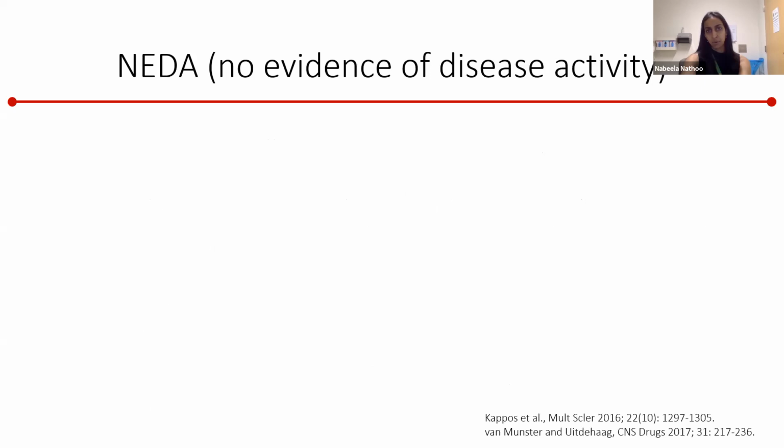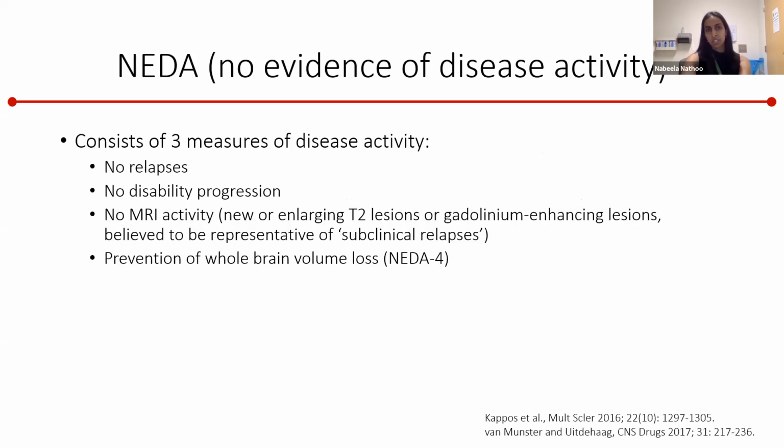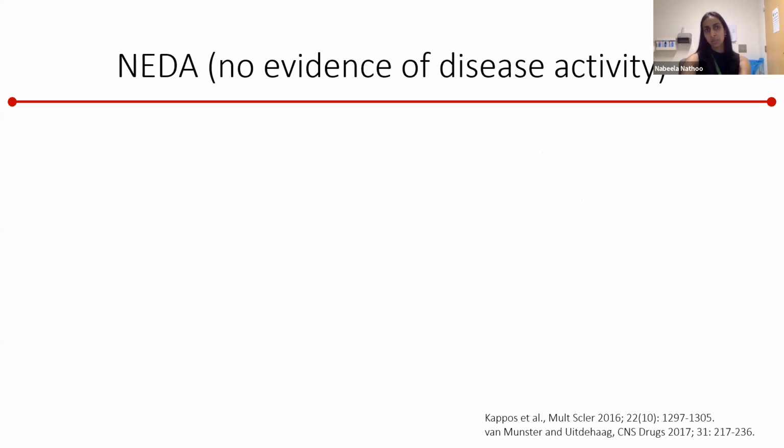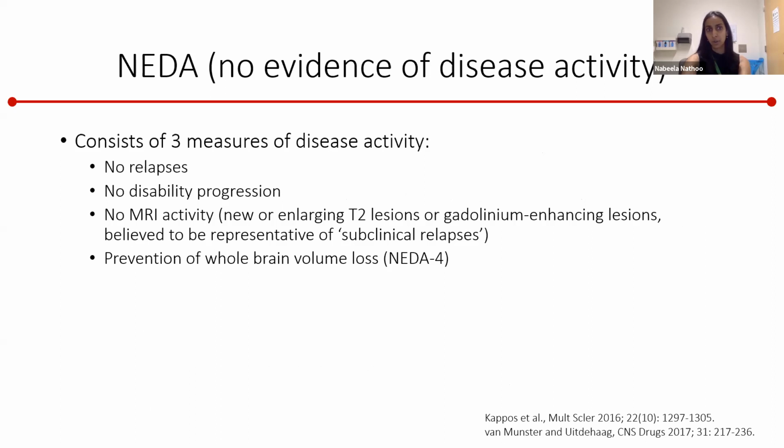However, that being said, MRI is very good for looking at subclinical disease activity. And so there's this concept where people are treating quite aggressively. It's called NEDA, so no evidence of disease activity. So even if people aren't coming in with any clinical relapses, there's this notion that we don't want them to have any MRI activity either. And so this concept of NEDA includes no clinical relapses, no disability progression, and then no MRI activity. Like I said, these are thought to be subclinical relapses. And then this NEDA-4 measure includes whole brain volume loss.